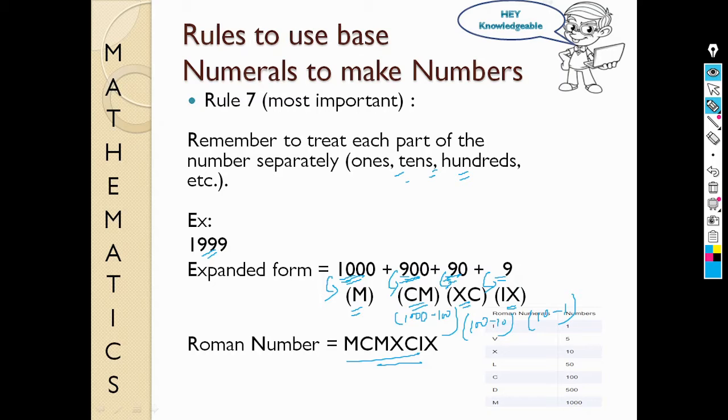So after we have got all the Roman numbers, we combine them together, that is MCMXCIX. So this is the Roman number for 1999.